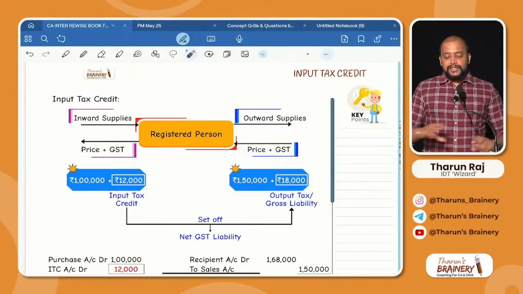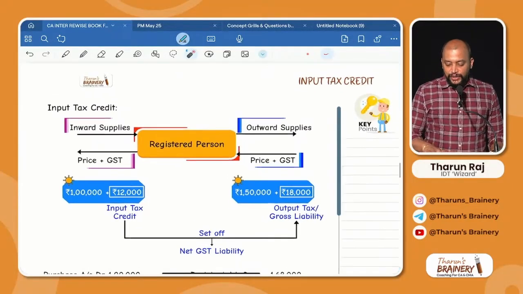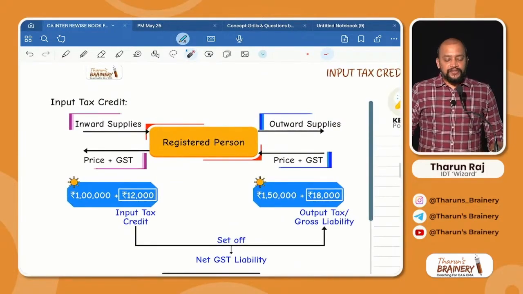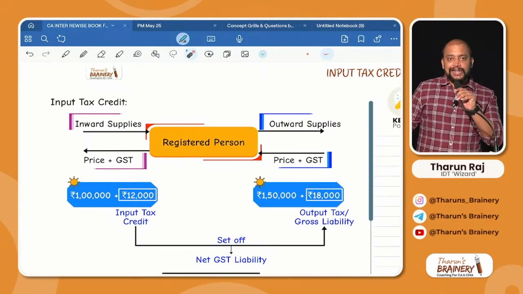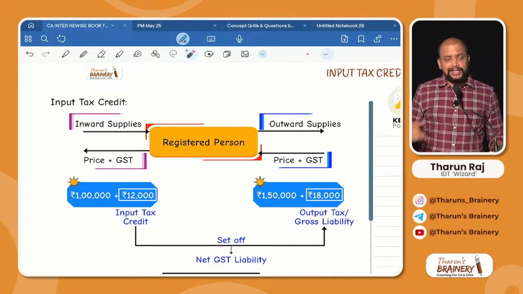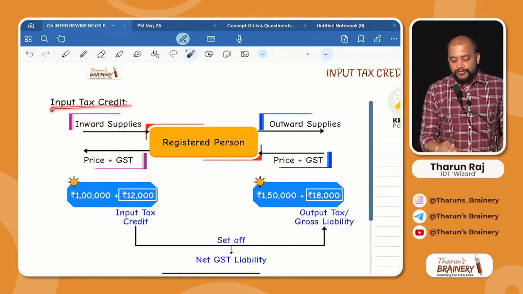Now we are going to discuss one very important chapter in CA Intermediate, that is input tax credit. So definitely you can expect a good number of questions on this ITC. It's not like a standalone question, but in every question they will connect it, and mostly case scenario MCQs will also connect this. First we will understand what the concept of input tax credit is.